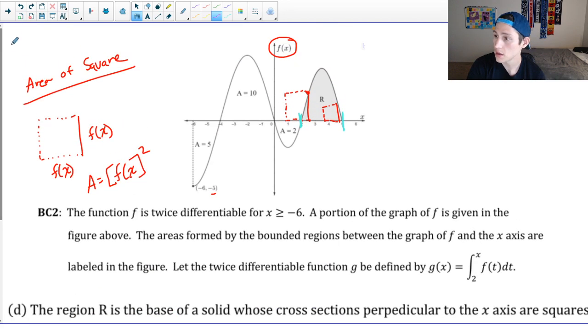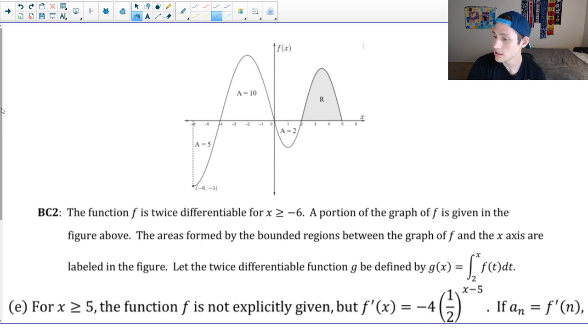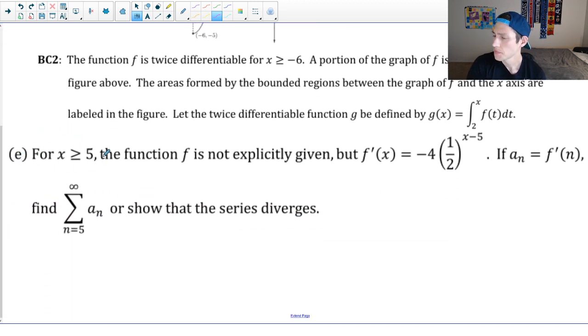All right, that's part E. So let's go to part E. Or no, wait, that was part D. Let's go to part E. For x greater than or equal to 5, the function f is not explicitly given, but f prime is negative 4 times (1/2) to the power of x minus 5. If a_n equals f prime of n, find the infinite series from 5 to infinity of a_n, or show that the series diverges.